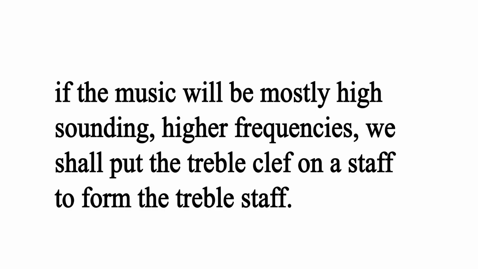The first thing we add to the staff is a clef, which we said is a musical symbol that helps us to know the range of music. If we plan to indicate music that is higher sounding or lower sounding, we will put an appropriate clef. Remember we said the most common clefs are the treble clef, also known as the G clef, and the bass clef, also known as the F clef. If the music will mostly be high sounding, we shall put the treble clef on the staff to make what we know as the treble staff. This is the treble staff.